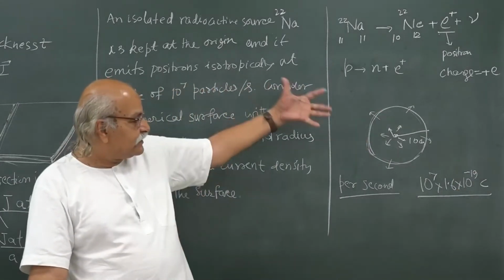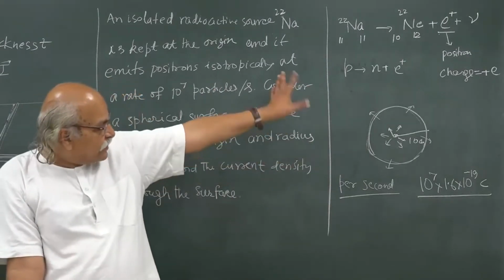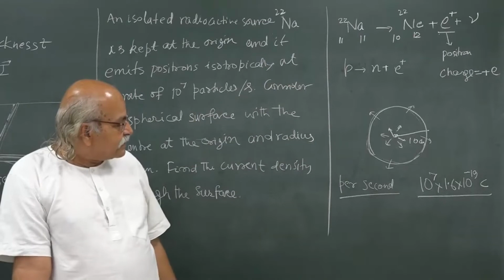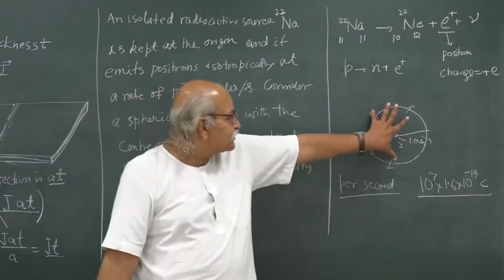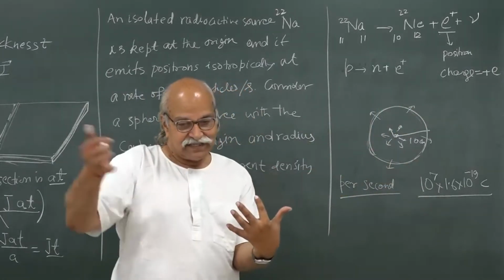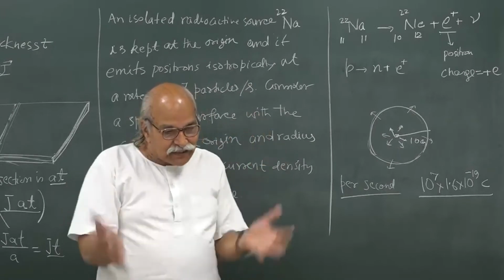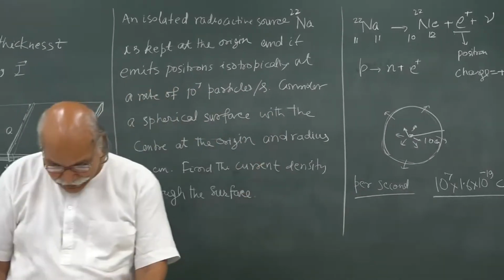So, this is the total current, and then it is going through that 4 pi r square. So, you can divide and get the current density here. So, you have taken a surface and from that surface charges are crossing, and you are asking what is the current density there. So, this is how you can get it.